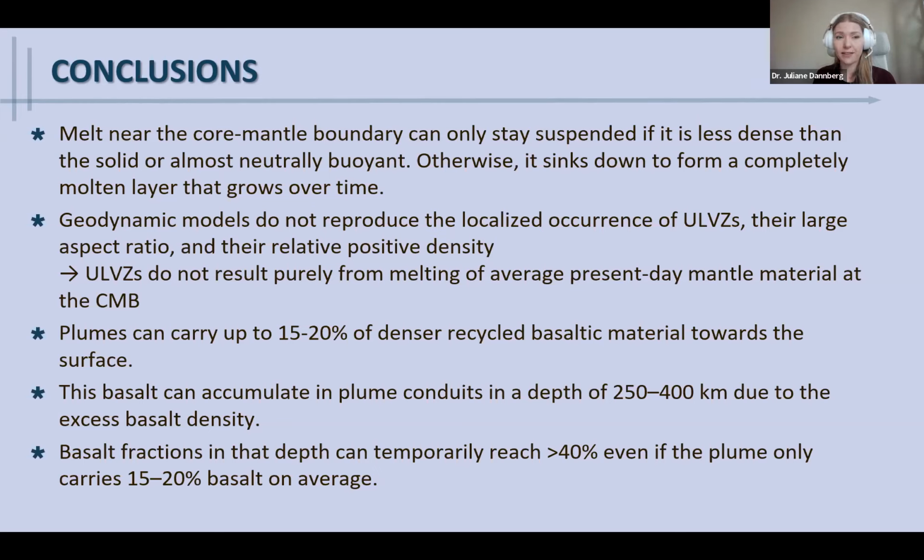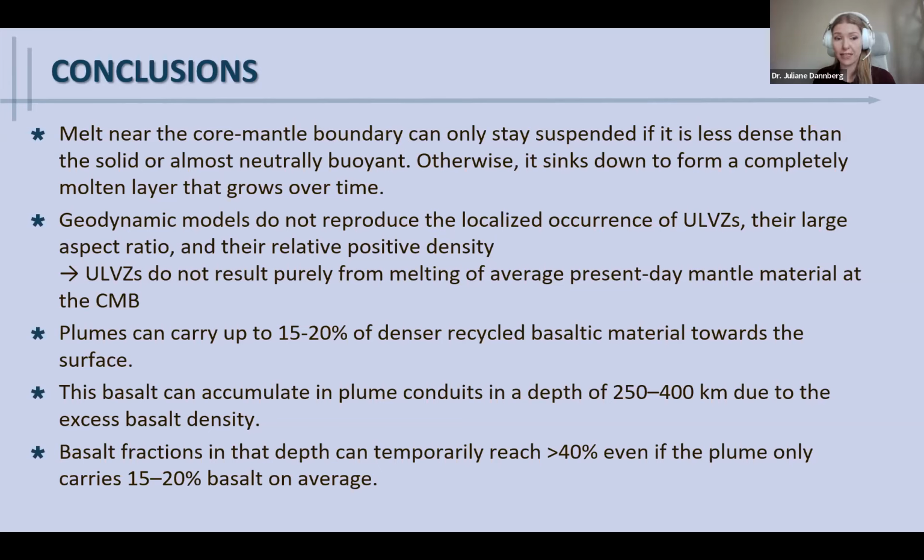We also saw that geodynamic models, because of this, cannot reproduce the localized occurrence of ULVZs, the large aspect ratio, and the relative positive density of the ULVZs. And because of that, we think that ULVZs do not result purely from melting of average present-day mantle material at the core mantle boundary.